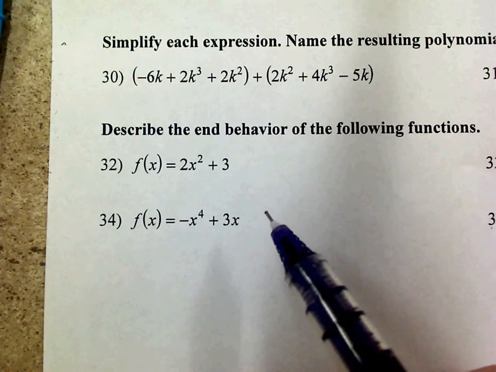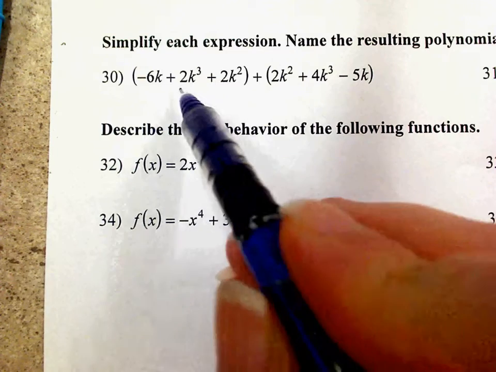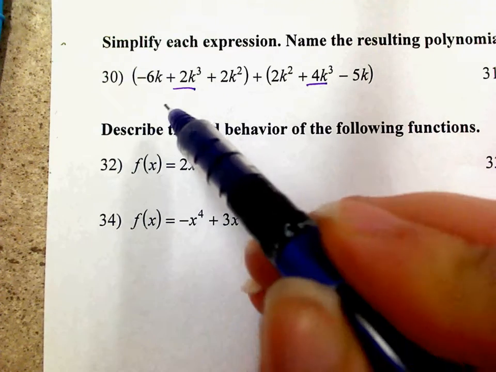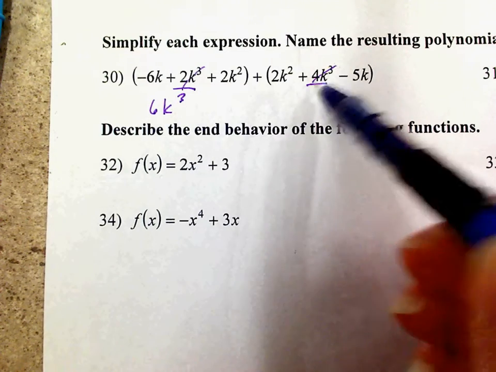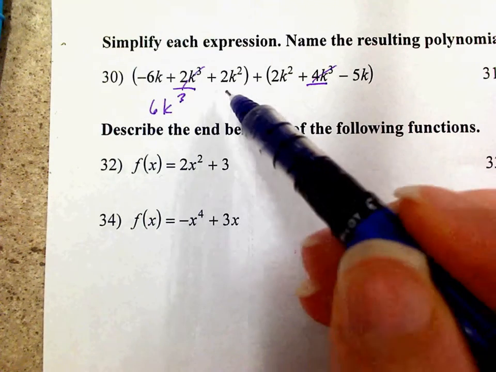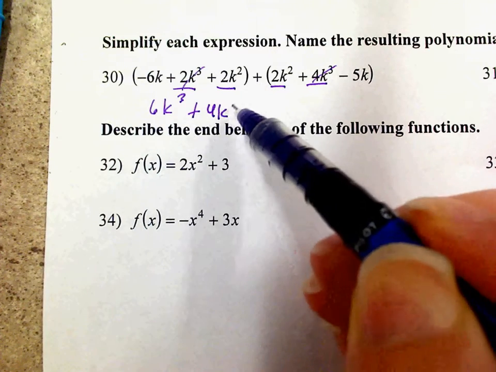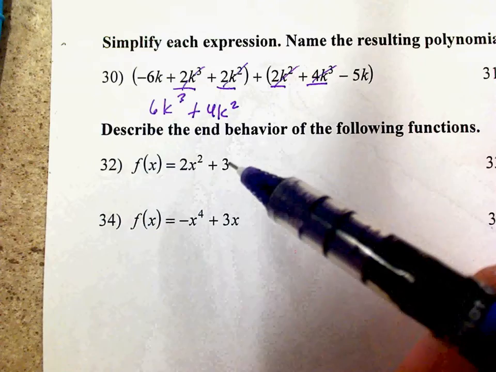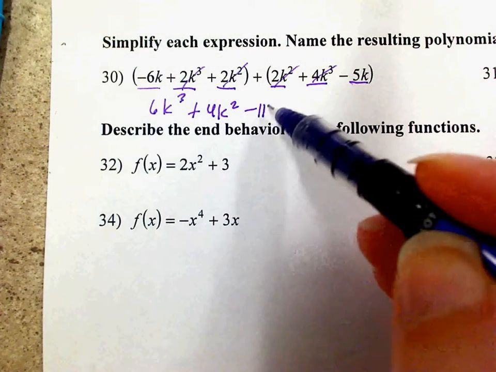So first let's just focus on combining like terms. The highest power is 3, so let's combine 2k cubed and 4k cubed to give you 6k to the third. Mark them out so I'm done. The next highest power is the quadratic, so 2k squared and 2k squared is 4k squared. And then the last is negative 6k and negative 5k, so negative 11k.